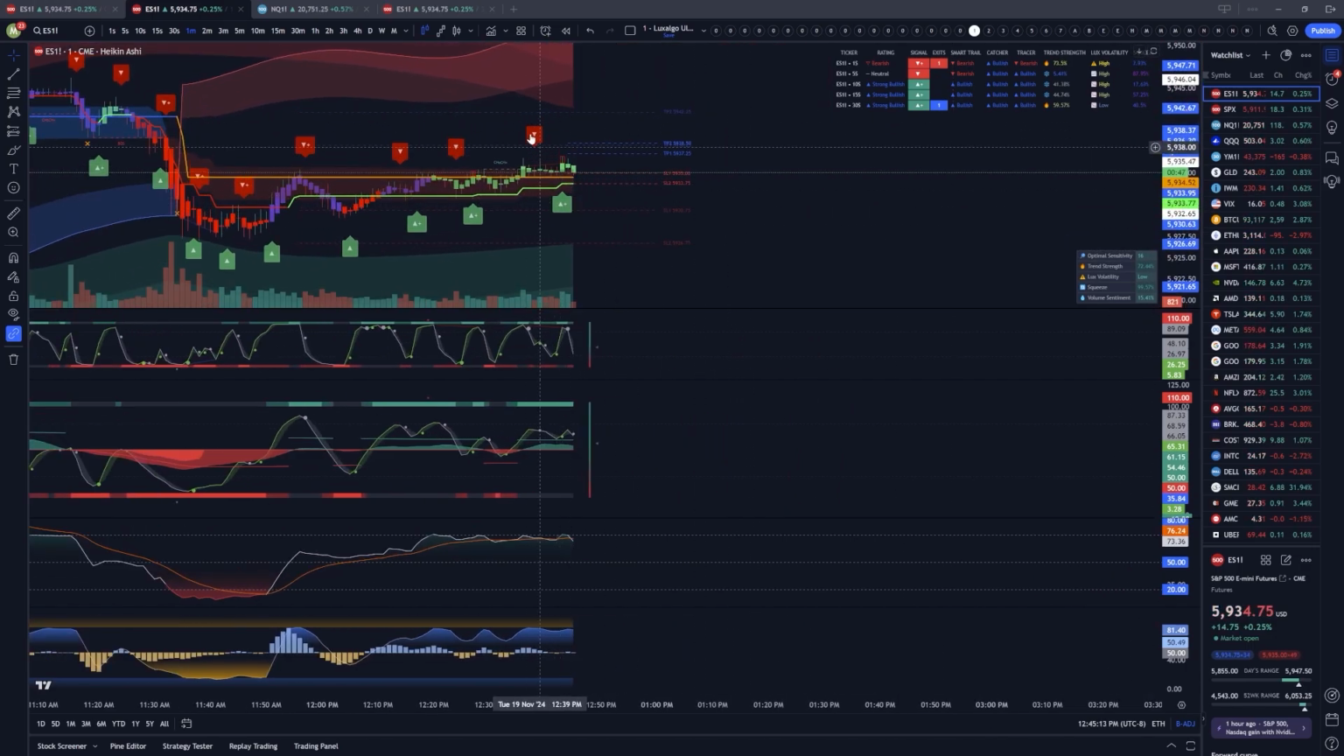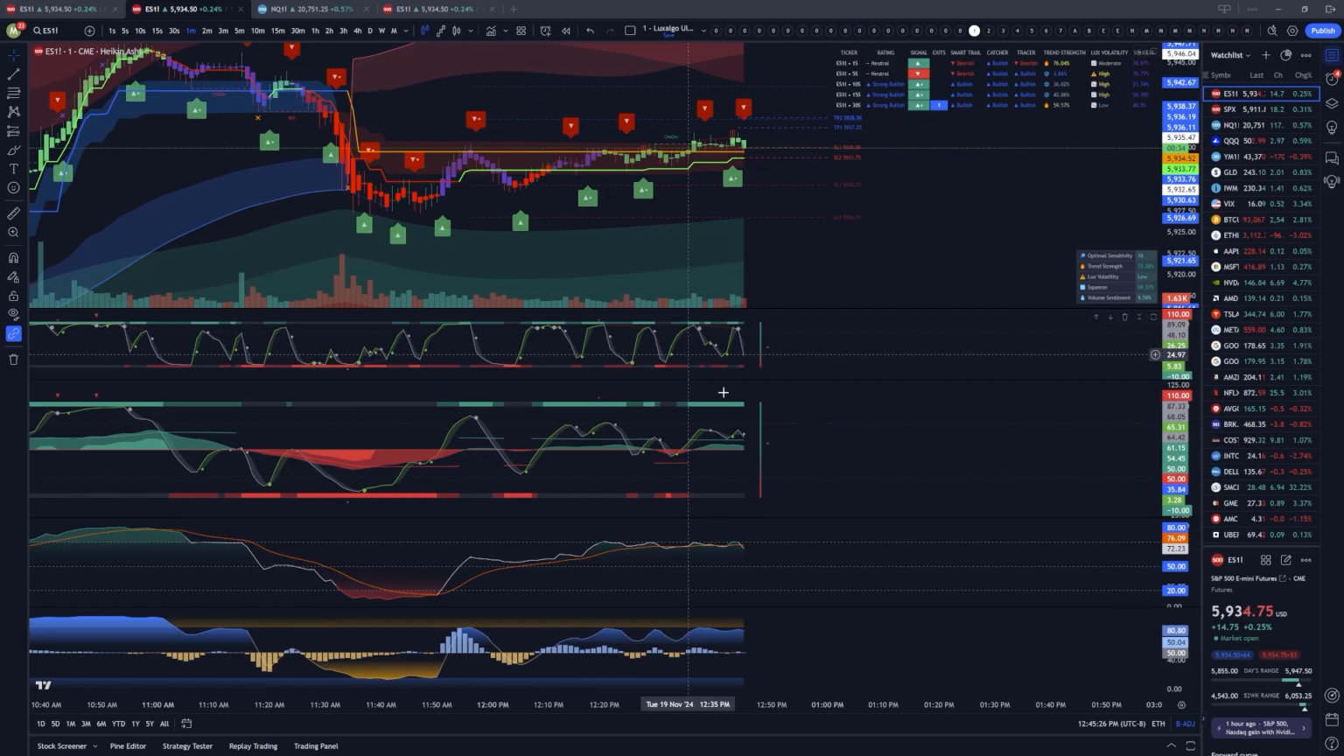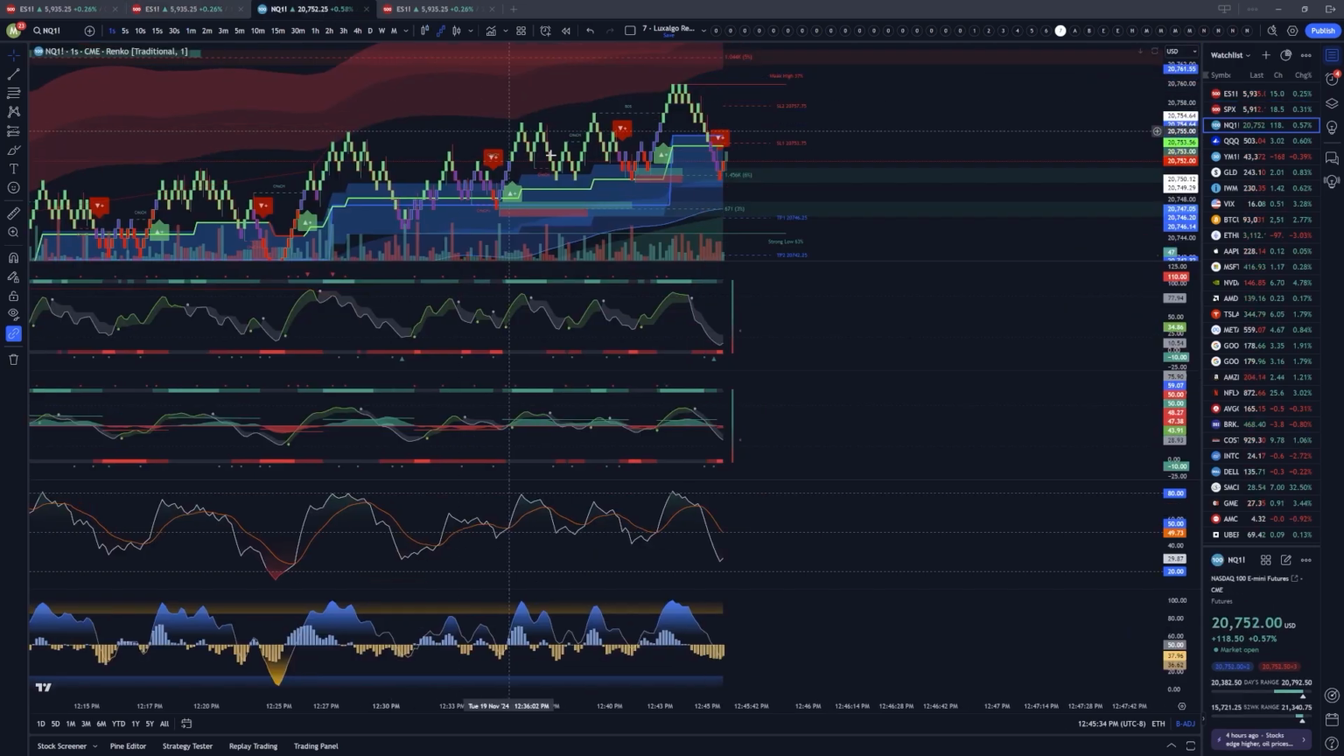You're going to buy on green when you have green confluence. You're going to sell on red when you have red confluence. And the oscillators at the bottom will help you define what direction it's going in. Okay, so we've established that. That's a real quick overview. But let's go to Renko.